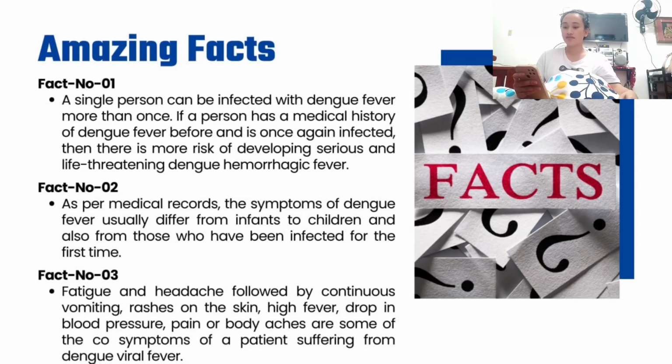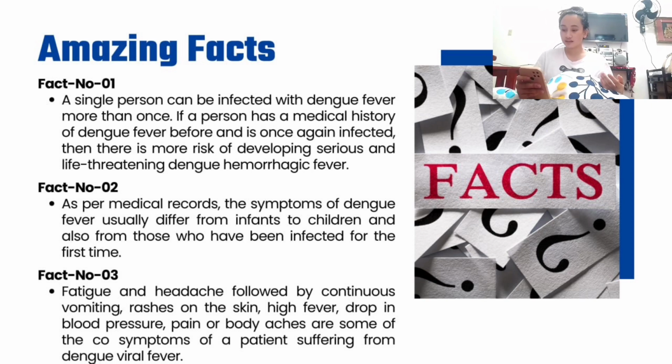We have here an amazing fact about dengue hemorrhagic fever. So the first one is a single person can be infected with dengue fever more than once. If a person has a medical record of dengue fever before and is once again infected, then there is more risk of developing serious and life-threatening dengue hemorrhagic fever. So, it is possible for an individual to contract dengue fever multiple times. If someone has a history of dengue fever and gets infected again, there is a higher risk of developing severe and potentially life-threatening dengue hemorrhagic fever.